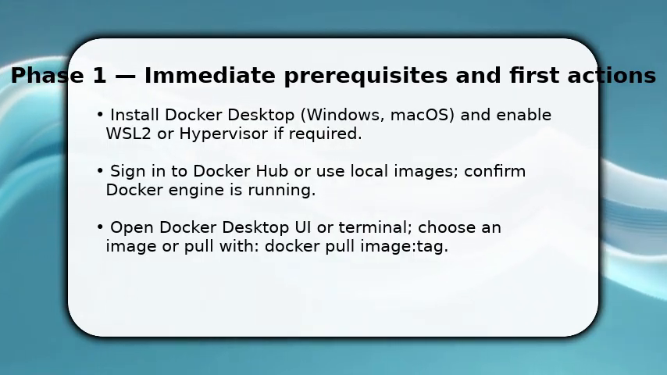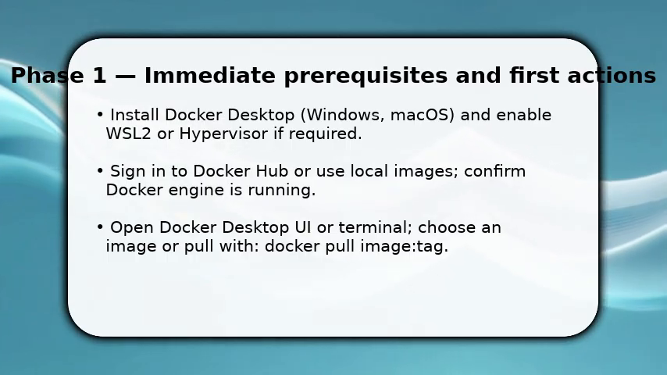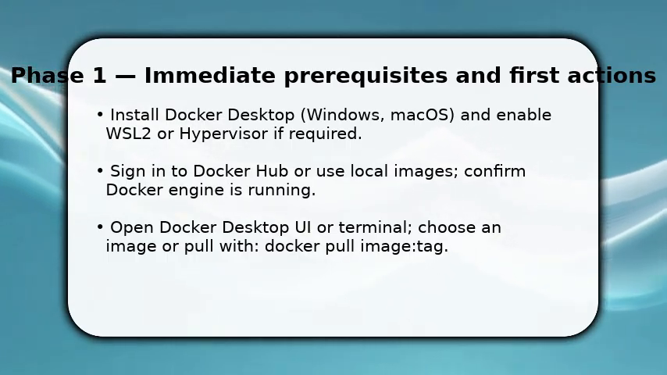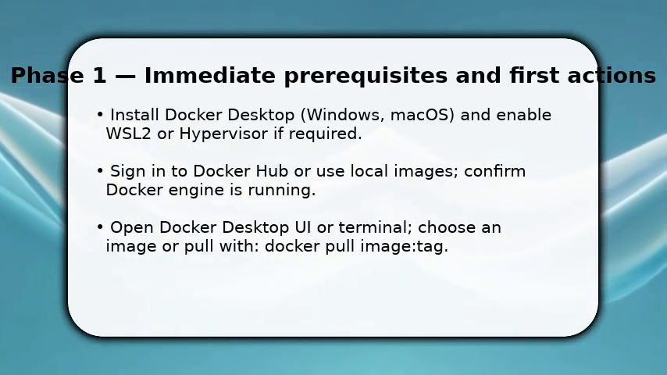Now open Docker Desktop or your terminal. This is where you start the container. Use docker pull image:tag to download, or skip the pull if the image exists locally. Make sure the Docker engine shows healthy before moving on.